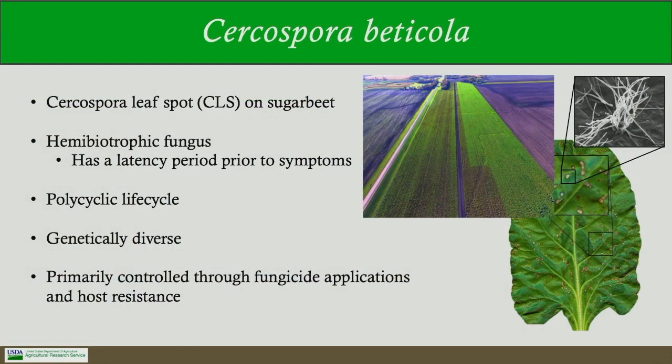So, as a brief introduction of Cercospora leaf spot, it's caused by the fungus Cercospora beticola. It has a polycyclic life cycle, and that's an important factor for managing this disease to keep in mind. It's extremely genetically diverse, which means it can adapt very quickly. So when you're thinking about adaptation to management practices, diversity is adaptation essentially. And it's primarily controlled through fungicide applications and host resistance.